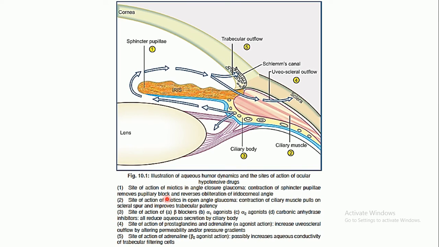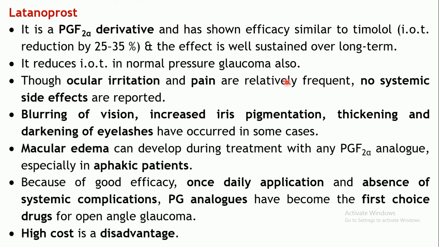Okay, so coming to the site of action of the prostaglandins, they act at site 4, that is here. So uveoscleral outflow is promoted by the prostaglandin analogs. Coming to the examples of these prostaglandin analogs, usually the actual prostaglandins cannot be utilized because they have a very short half-life. They are immediately getting degraded.